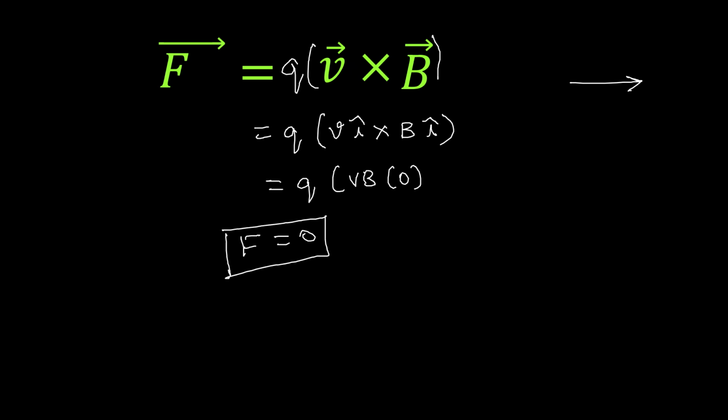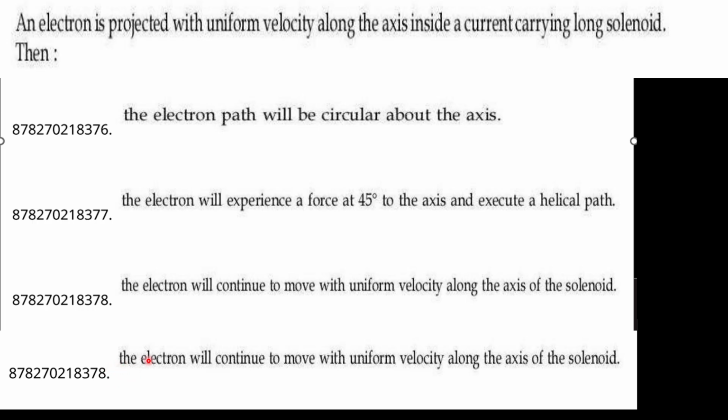So the electron will move along the axis of the solenoid, that is, inside the axis of the solenoid with the same velocity. So the correct option is: the electron will continue to move with uniform velocity along the axis of the solenoid. So the correct option is the fourth one. This is the correct answer.